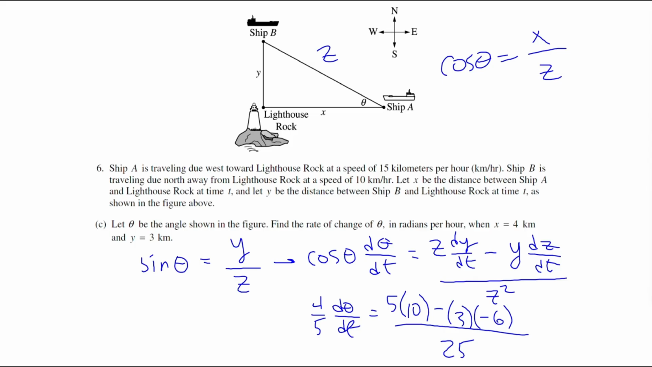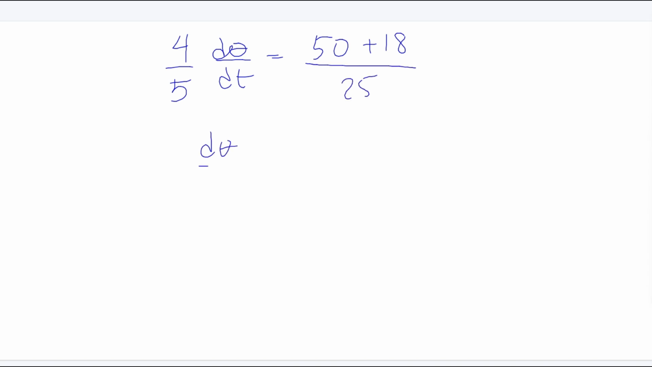I think it'll be easier for us if we put this on a new page because we're kind of running out of room here. So we had 4/5 d theta/dt. We'll keep that here for now. It is equal to 5 times 10, or 50, minus 3 times negative 6, so plus 18, all over 25. Or d theta/dt is going to equal 68 over 25 times 5 over 4.